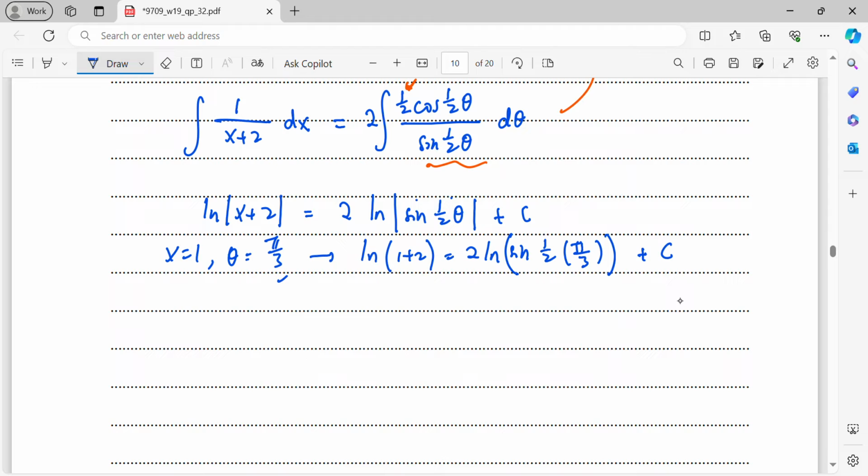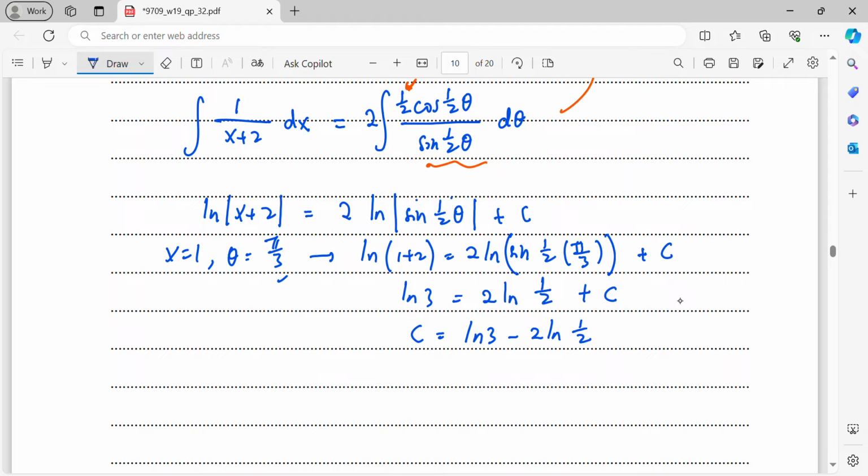Okay, then from here, this is ln 3. The right side is 2 ln sine pi over 6. This sine pi over 6 is basically half, plus c. Okay, now to get the c, it will be ln 3 minus 2 ln half.